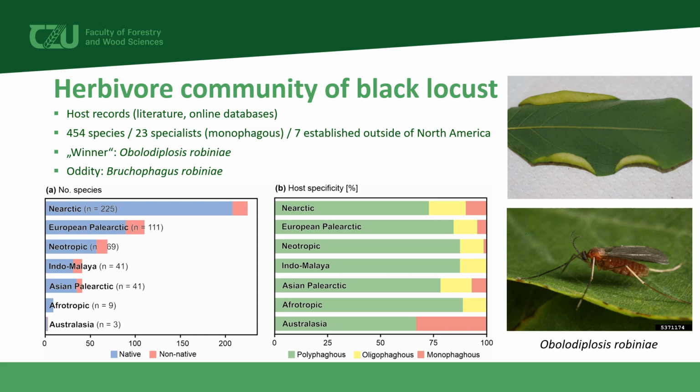The species that has established in the most regions is the gall midge Obolodiplosis robiniae, which we can see in the picture on the right. The top picture shows galls of this species, and the bottom one shows the adult fly itself.